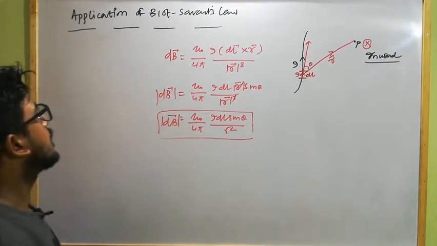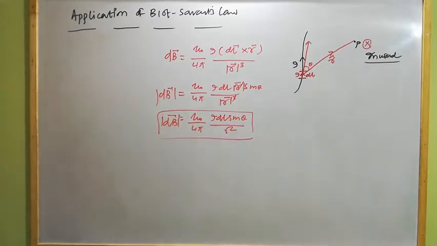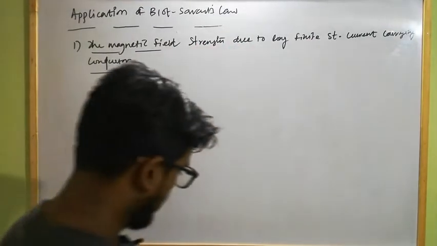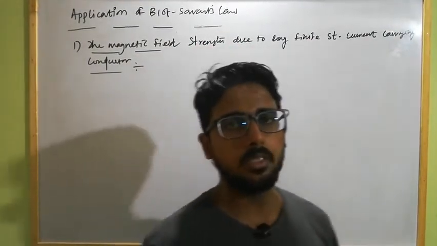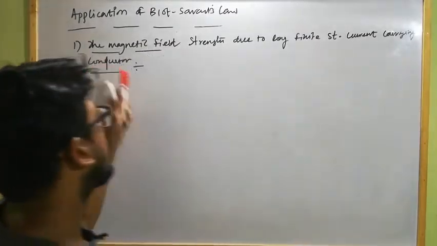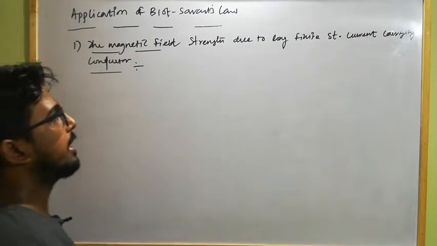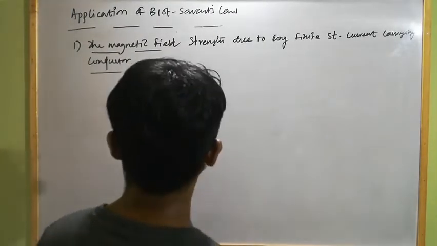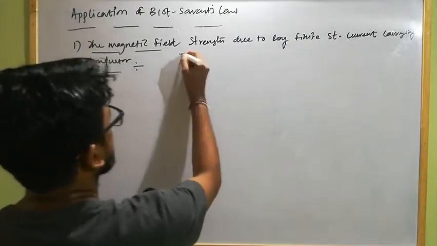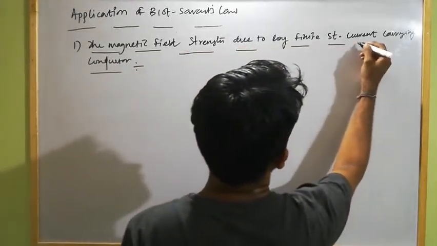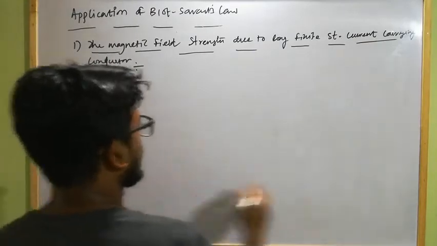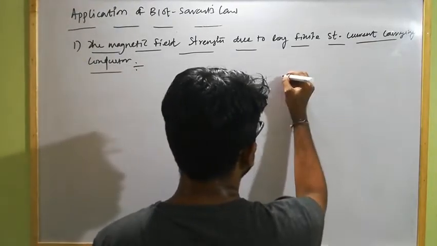So now let us discuss some applications of the Biot-Savart's law. The first application of the Biot-Savart's law is the magnetic field strength due to a long finite straight current carrying conductor. Field strength due to a long finite straight current carrying conductor. Okay, so let us first draw the figure for this.